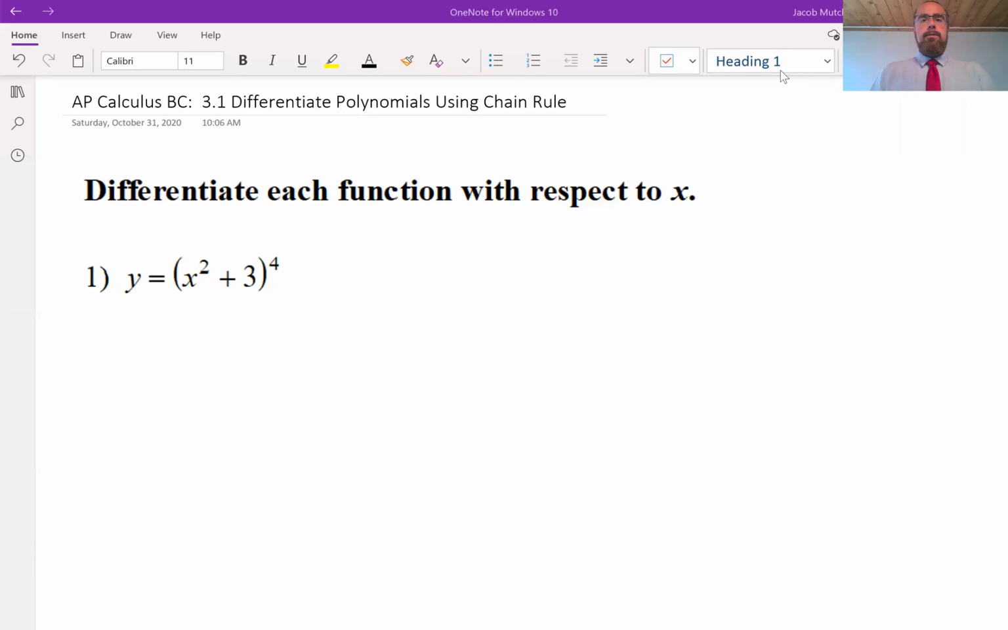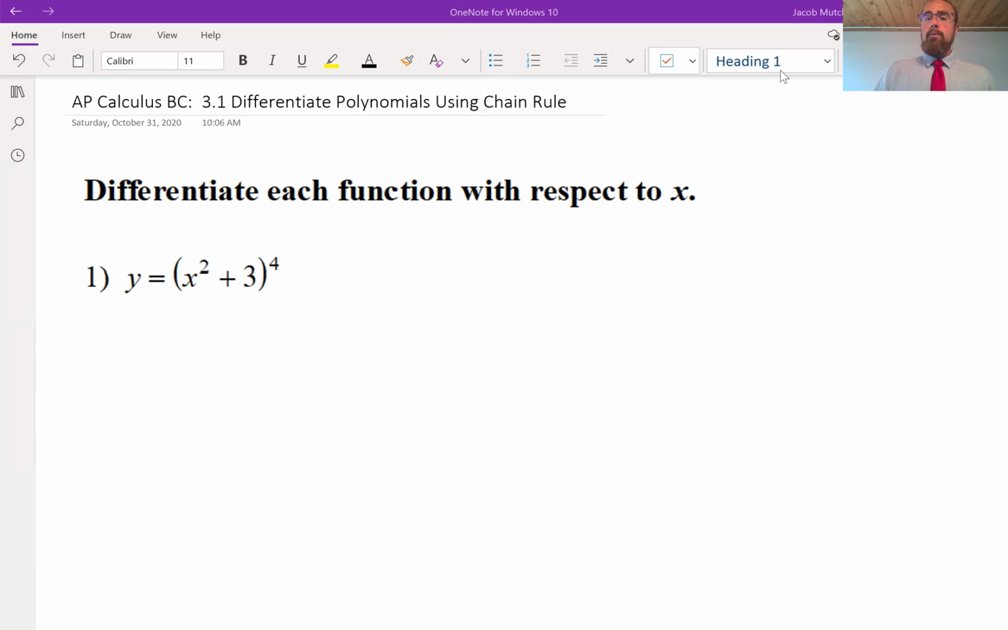Welcome to Calculus. Today we will investigate differentiating polynomial functions using the chain rule. Let's take a look at three examples. Our first example is the function y equals (x squared plus 3) all to the power of 4.